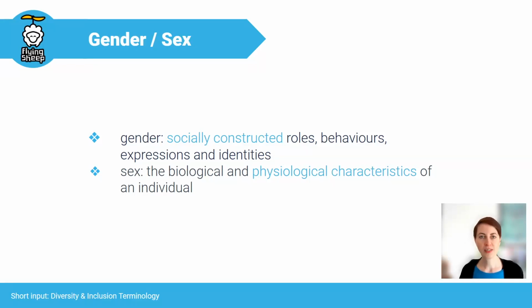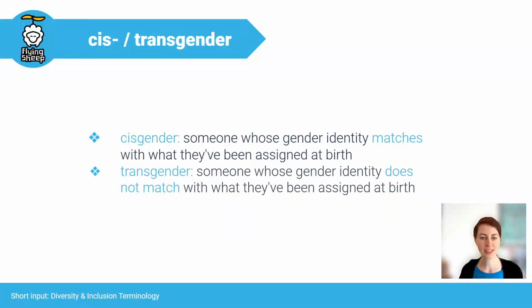Now, speaking of boxes that people fit or don't fit into, let's talk about the words cis and trans, or cisgender and transgender. Cisgender is a term that is used for someone whose gender identity matches with what they have been assigned at birth. So someone who was assigned male at birth and who identifies as a man is considered to be cis. On the other hand, trans or transgender describes someone whose gender identity does not correspond with what they have been assigned at birth.